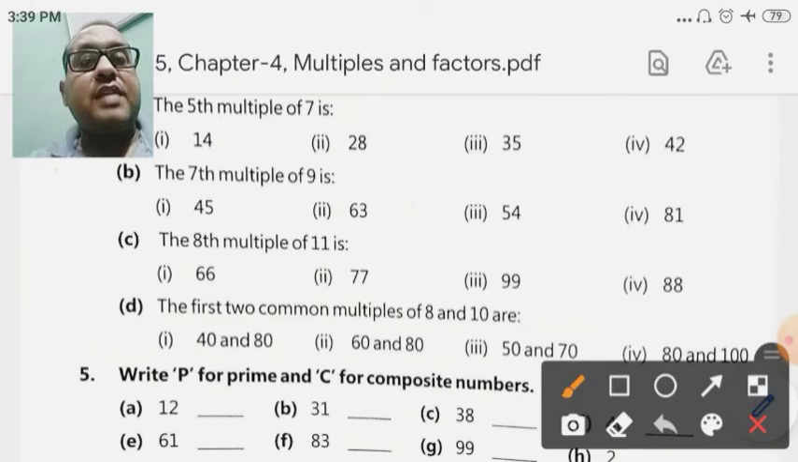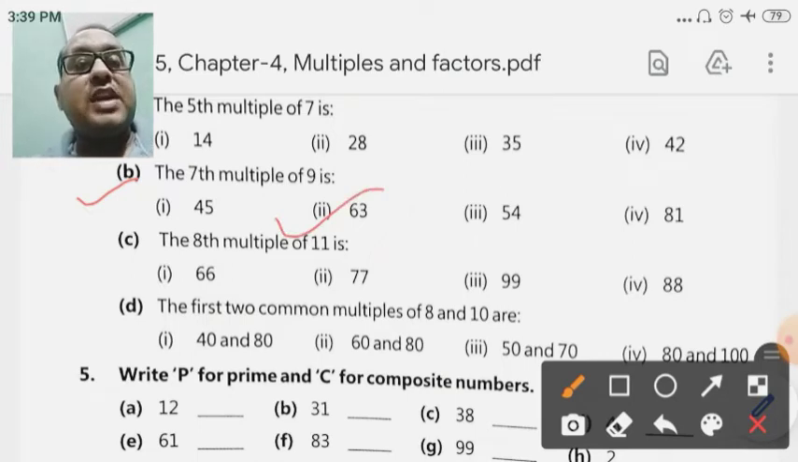Next one is the seventh multiple of 9. So the seventh multiple of 9 means 7 into 9, or 9 into 7. 9 7s are 63. Next is the eighth multiple of 11, which means 11 into 8. So 11 into 8 is 88.